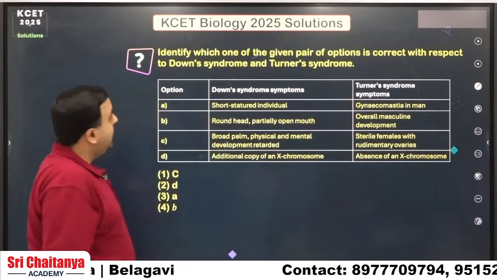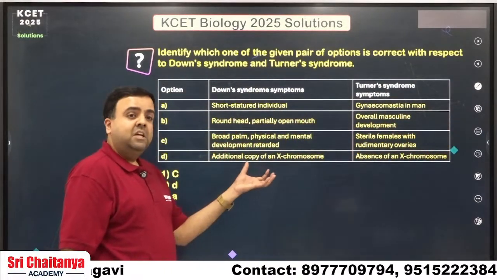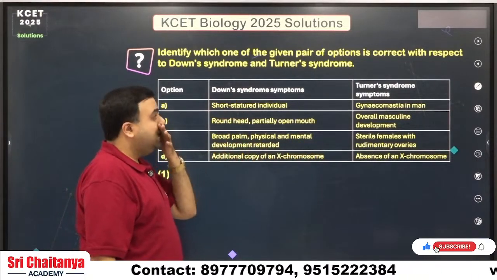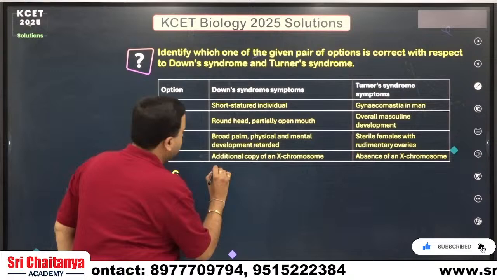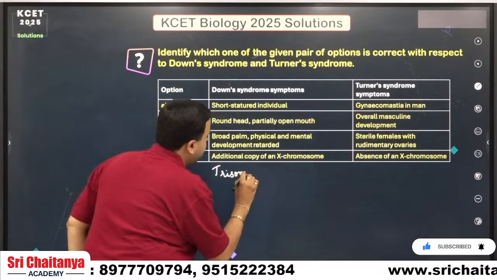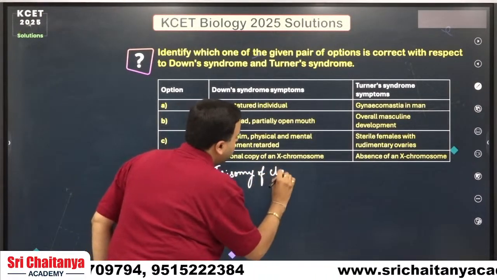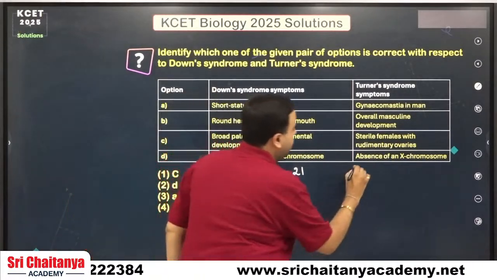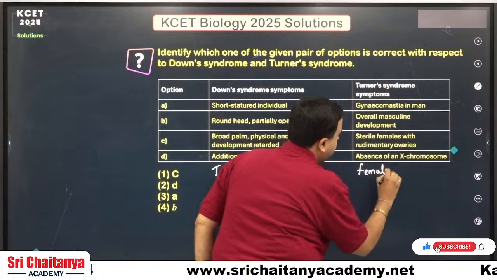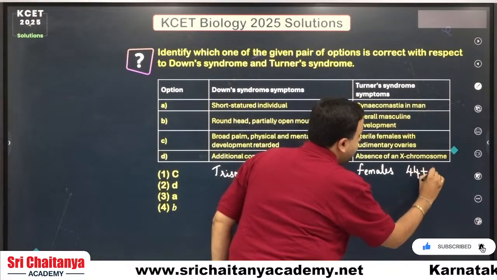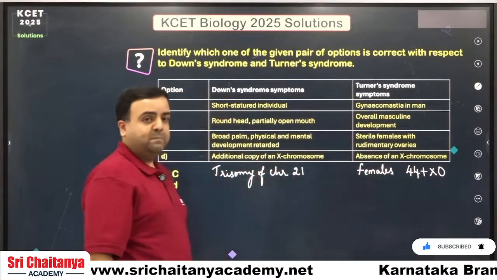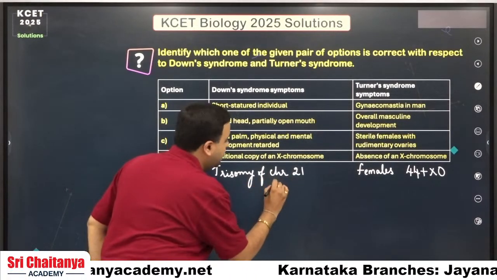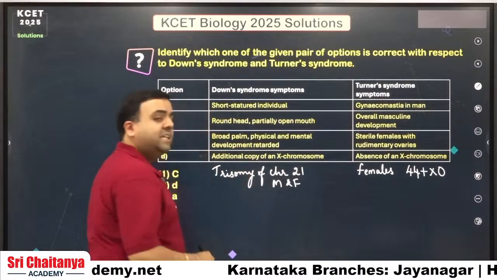Next, here they are presenting a question which is asking you about the chromosomal disorders, the Down syndrome and the Turner syndrome. So Down syndrome, you should understand, is a trisomy of chromosome number 21. 3 copies of the 21st chromosome. Turner syndrome is observed in males where there is a deletion of the X chromosome. Since it is an autosomal disorder, it affects males and females equally.